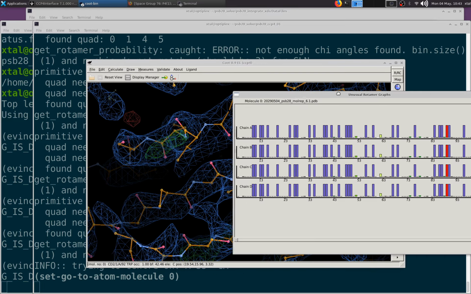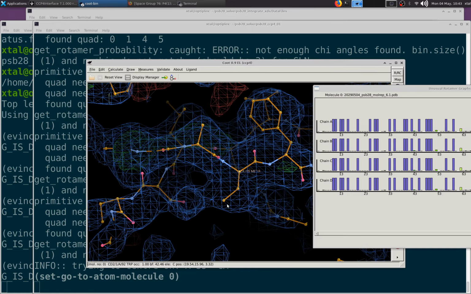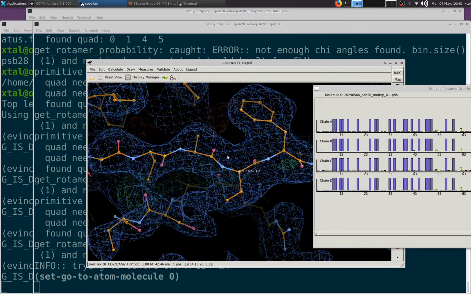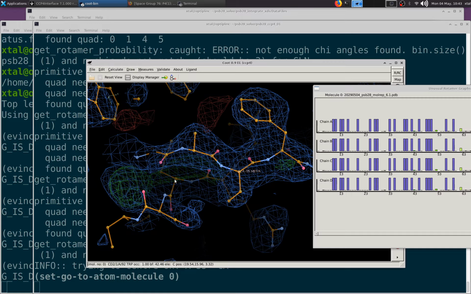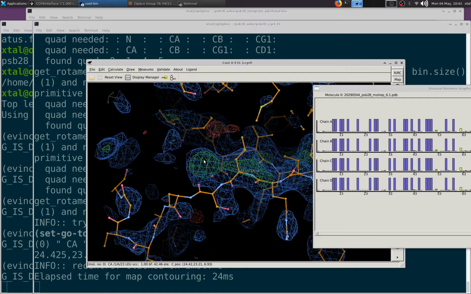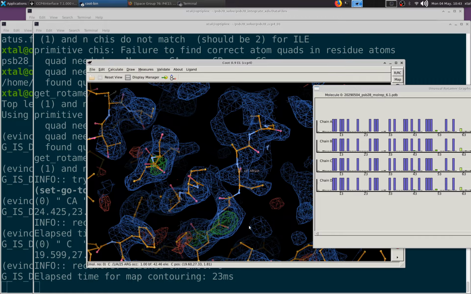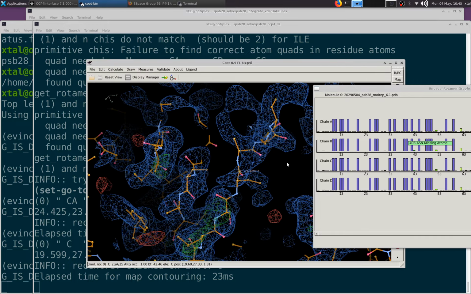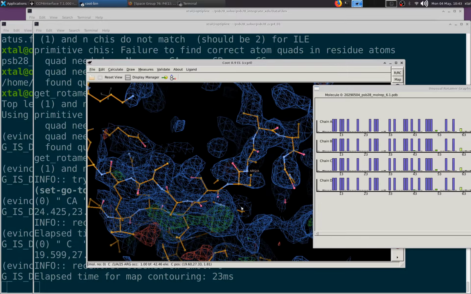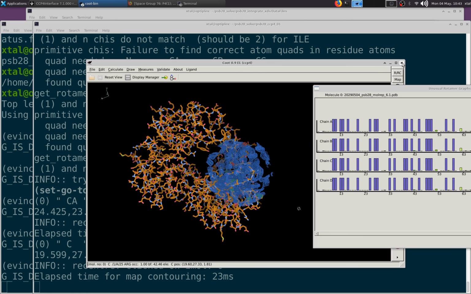Methionine. Okay, so possibly this methionine extends into this bit of the density. I can't really tell actually. This bit looks like it needs to be moved. This loop looks like it's in the wrong position and needs refining, but in general I think this solution is correct.